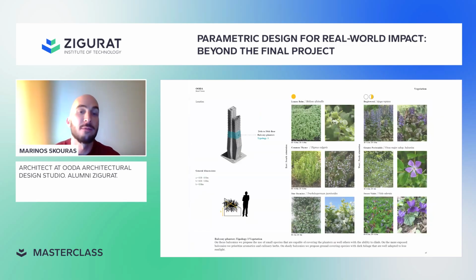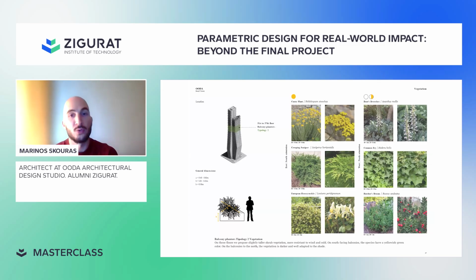So the variation in flower bed size gives us the opportunity to create a layered planting strategy, which was developed in collaboration with P4, which are some landscape architects here in Portugal. And we proposed on the lower levels small plants like aromatic plants and herbs on the more exposed balconies, while on the less exposed balconies, we chose species with dark foliage that can withstand less sun.